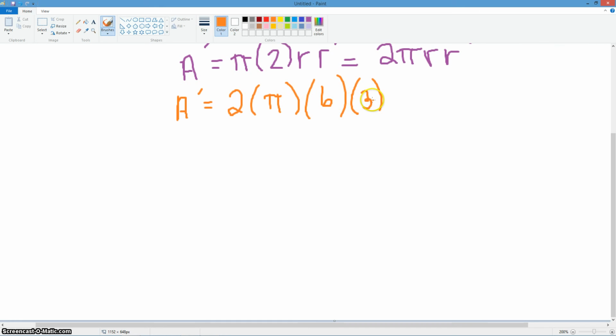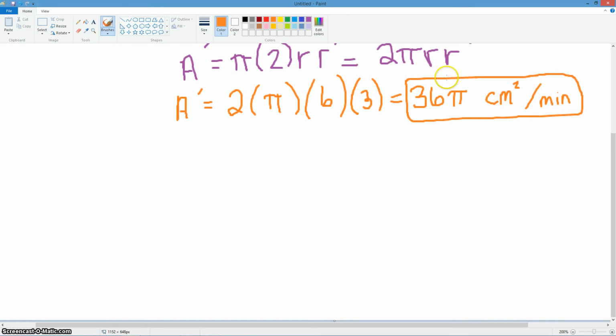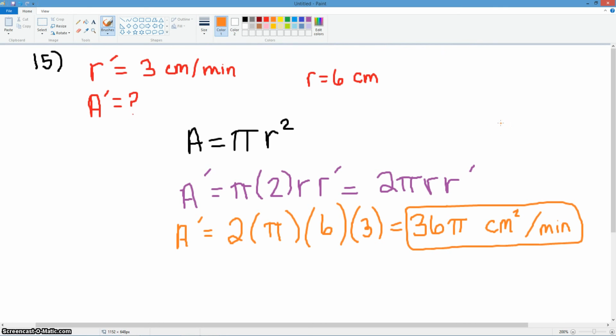So we multiply 3 times 2, that's 6, times 6, that's 36, times pi, so that gives us 36 pi. And that is a rate, so it's going to be, area is usually in what? Squared units, so in this case, our unit will be centimeters squared over some kind of time, which in the story is minute. And that's our answer for number 15.